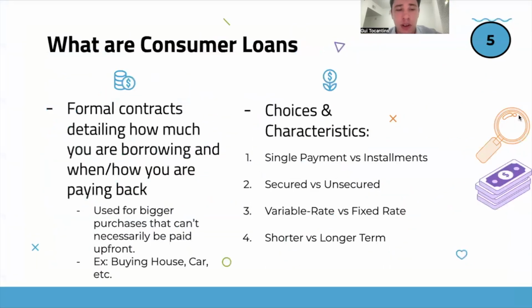Starting with chapter 7, a loan is a formal contract detailing how much you can borrow and when and how you are going to be paying that back. It's typically used for bigger purchases that can't necessarily be paid up front. For example, buying a house, buying a car, opening a business, and so on.